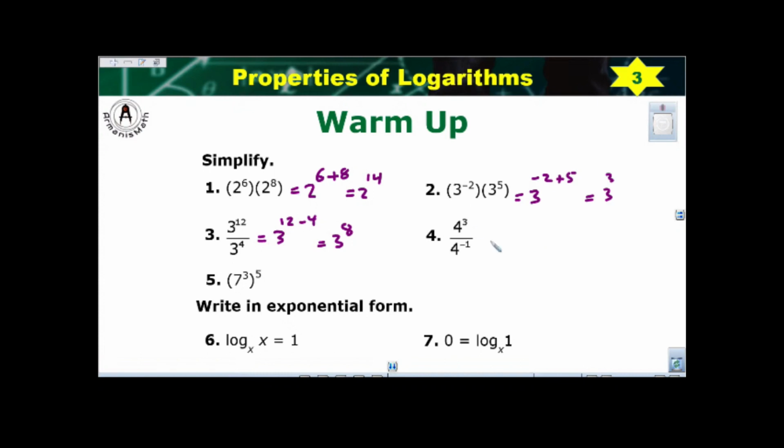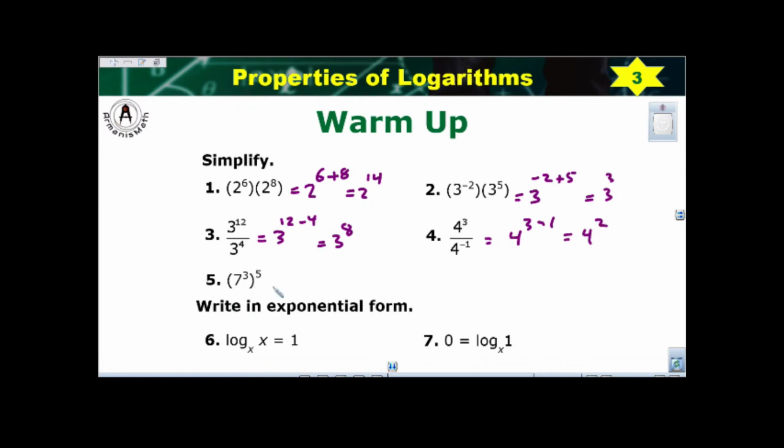And what about this one here? 4 to the 3rd, 4 to the negative 1. 4 to the 3 minus what? Minus plus, right? Because it's going to change its sign. Minus plus 1. So basically you're saying it's minus 1. 4 to the 2nd.